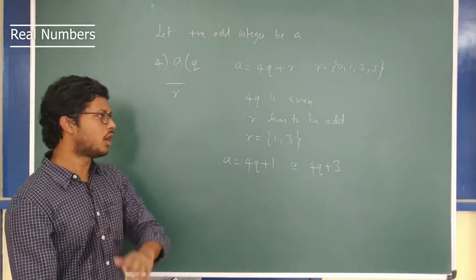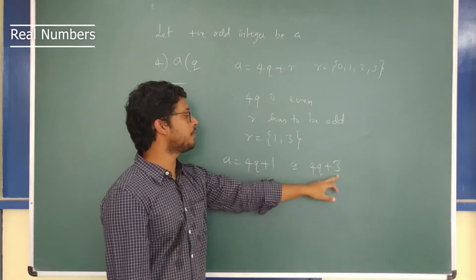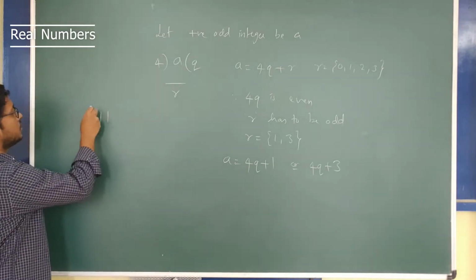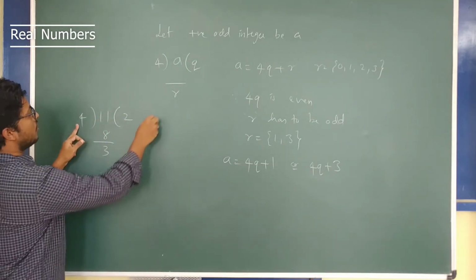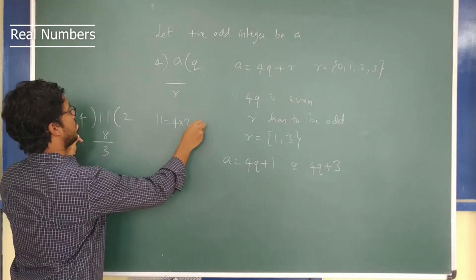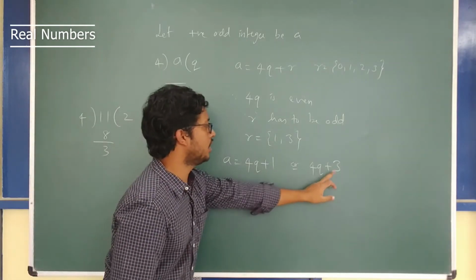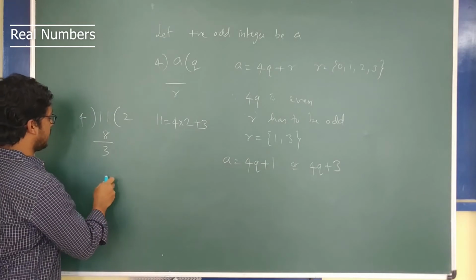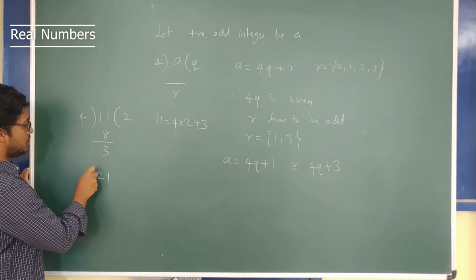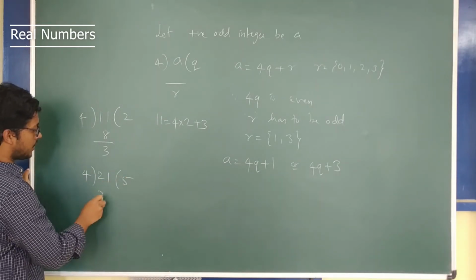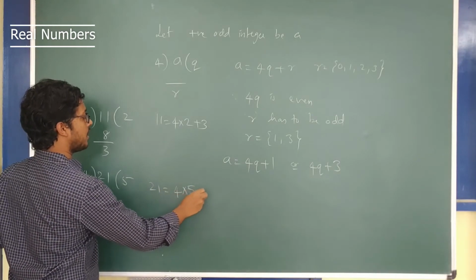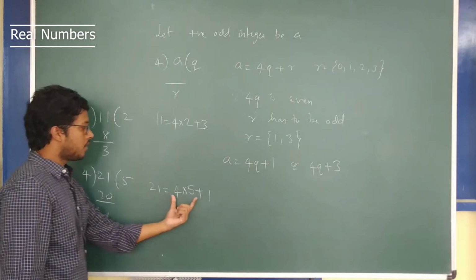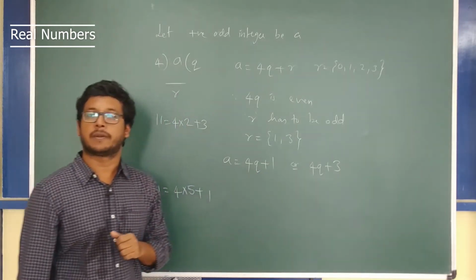Verify this. Take any odd number, it will fall in one of these two forms. Let's take 11. 4 twos are 8 and 3 remain, so this is 4 into 2 plus 3, which is the form 4q plus 3. Let's take another example, 21. 4 fives are 20 and 1 remains, so 21 is written as 4 into 5 plus 1, which is the form 4q plus 1.